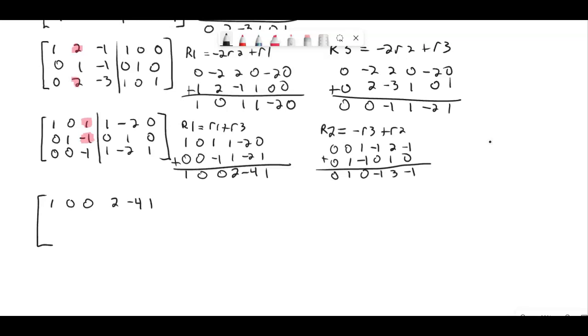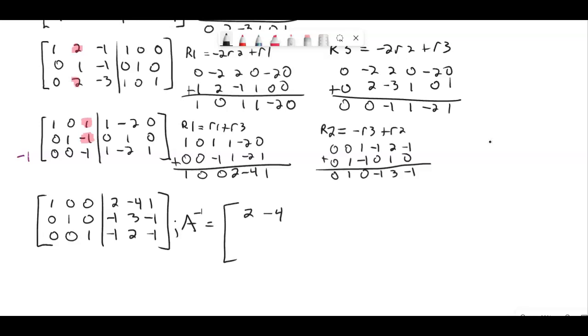We have a new row 2: 0, 1, 0, negative 1, 3, negative 1. And our old row 3 is not quite the identity matrix, so I would also multiply this one by negative 1 and distribute before writing it down here, giving us 0, 0, positive 1, negative 1, positive 2, negative 1. And the inverse, A inverse, is the right side. It's 2, negative 4, 1, negative 1, 3, negative 1, negative 1, 2, negative 1.